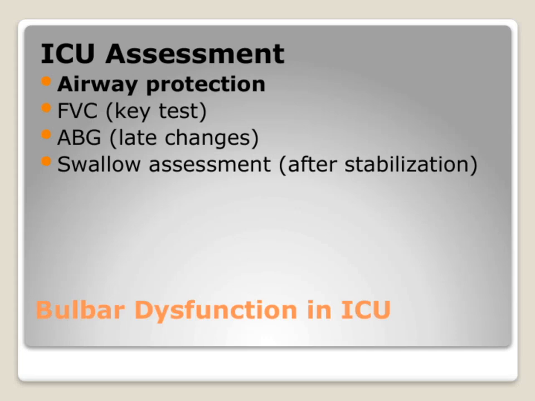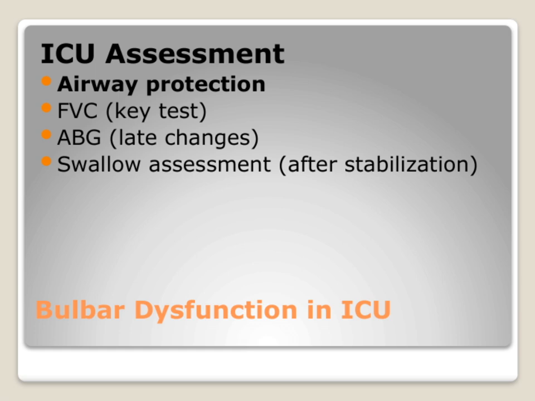Let's move on to the ICU assessment, which is a critical part of managing patients with bulbar dysfunction. First, airway protection is paramount. We need to ensure that the patient's airway is secure, especially since bulbar weakness can compromise their ability to swallow and cough effectively. This might mean early intubation or supportive measures to prevent aspiration.